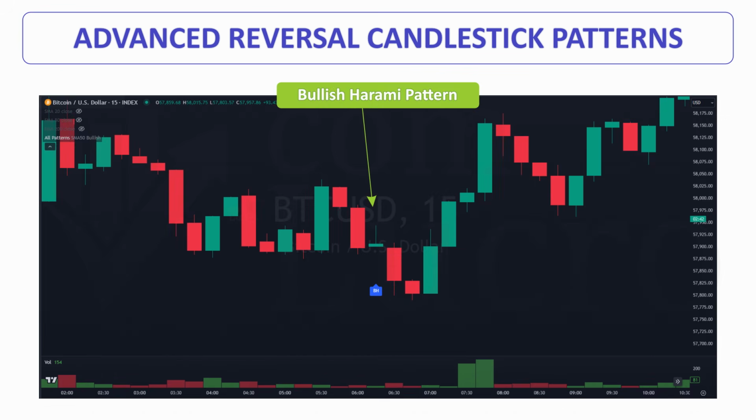Now, how do we trade a bullish Harami? The key is to wait for confirmation. Typically, you want to see the next candle close higher, signaling that the buyers are indeed gaining control and the trend is ready to reverse. Only then should you consider entering a long position.